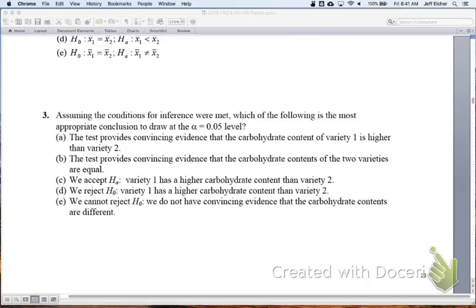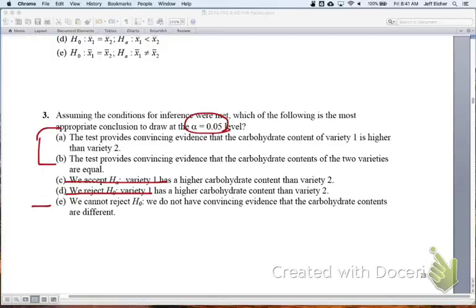So just glancing at the answers, please do not pick accepting. Oh wait, what did that say? I don't really like accept language, but it is HA, so that might be okay. So at the 5% level, you should not be rejecting the null, so that answer would be wrong. This answer is looking pretty good. We cannot reject the null. You should not be accepting the alternative because the p-value is too high.